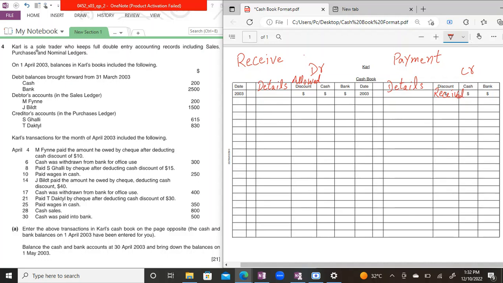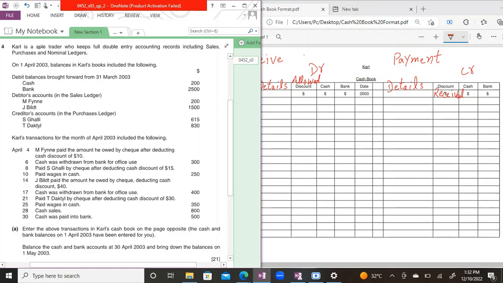Okay, now let's read the question. Call is a sole trader. In my previous examples, I have explained this. Sole trader means there is only one owner of the business who keeps full double entry accounting records, including sales, purchases, and nominal ledgers. Another name for this nominal ledger is also journal ledger. So both names can be used.